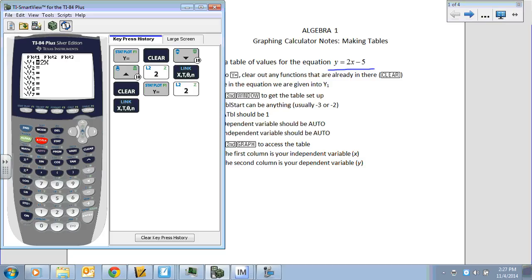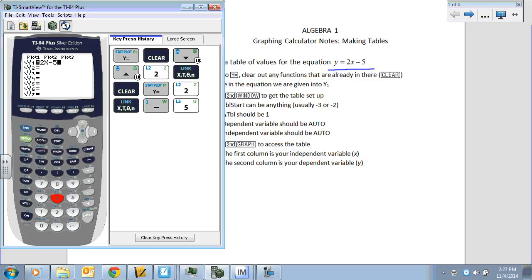We then have to hit, is it plus or minus? Minus. So do we have y equals 2x minus 5? All right. No, we are not going to hit graph. Not now. We don't even hit graph for quite a while.